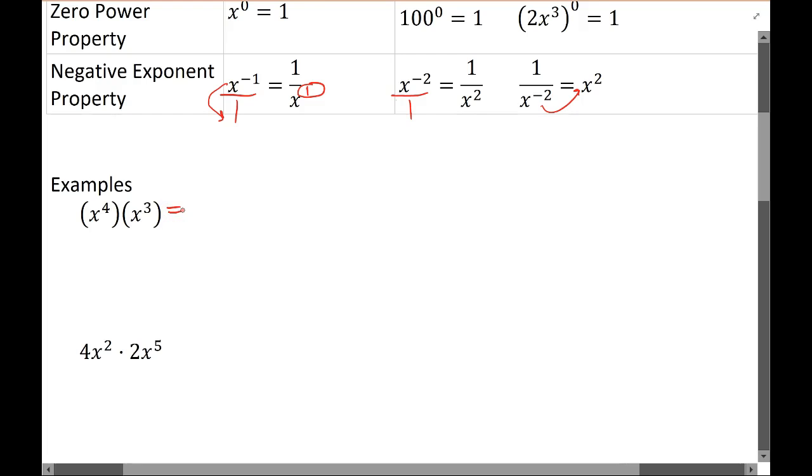All right. So in this first example, which property are we going to apply? Good. The product property. So we see we have like bases being multiplied together, and so we add their exponents, and we're going to get x to the 7th.